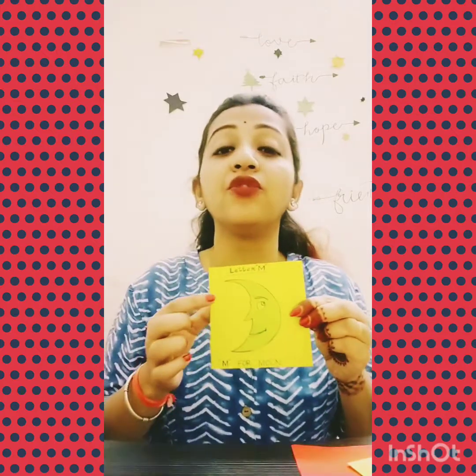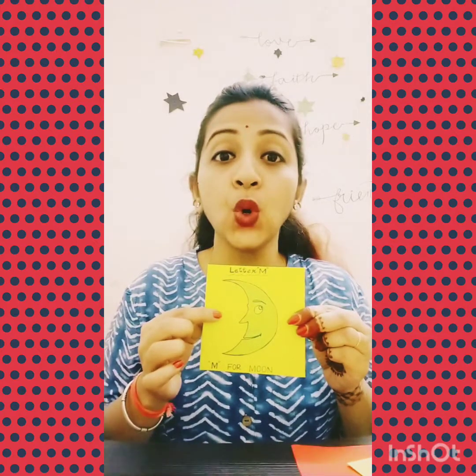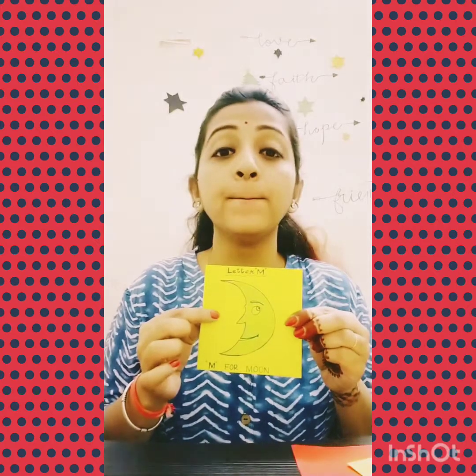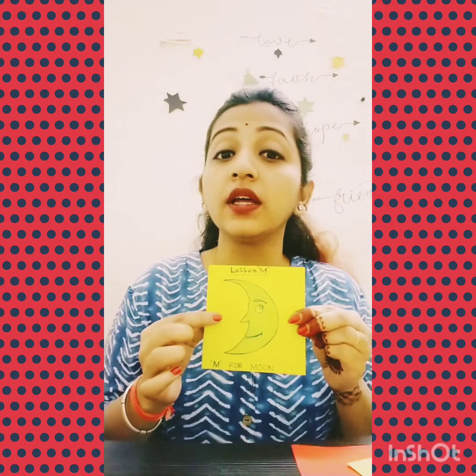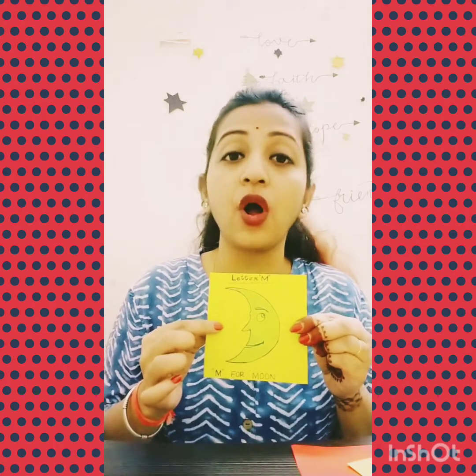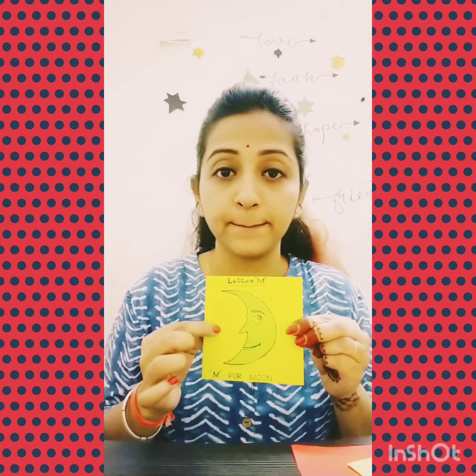Okay? Now see. Next picture is, what is this? Moon. M for moon. Okay? So moon is also starting from M. Okay? Now see.